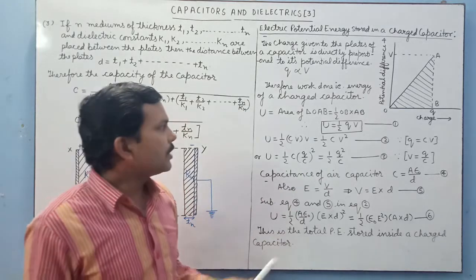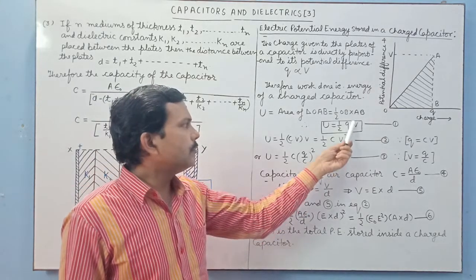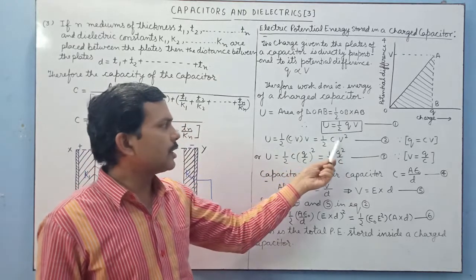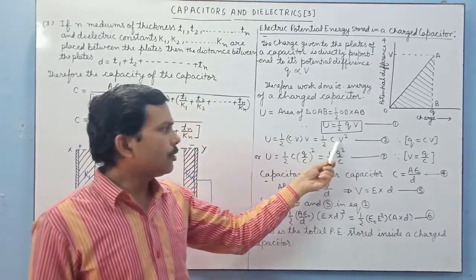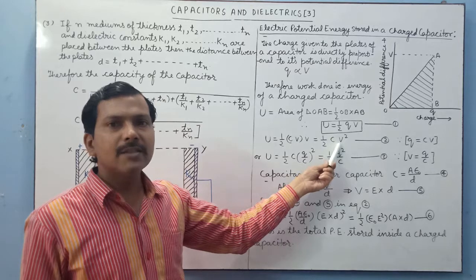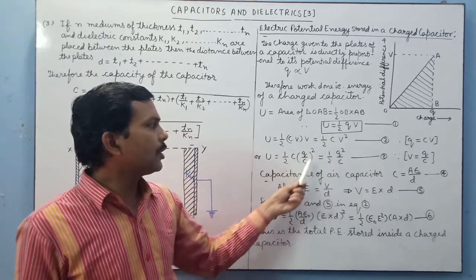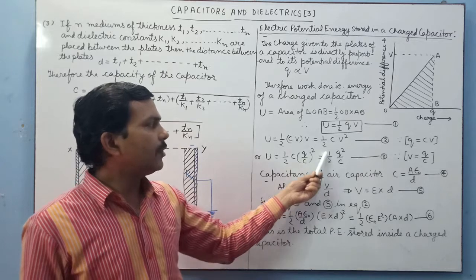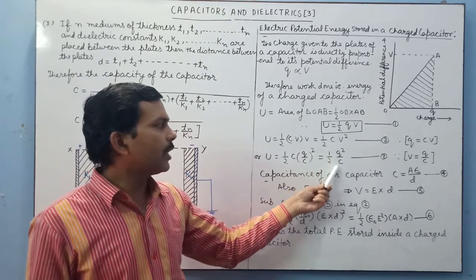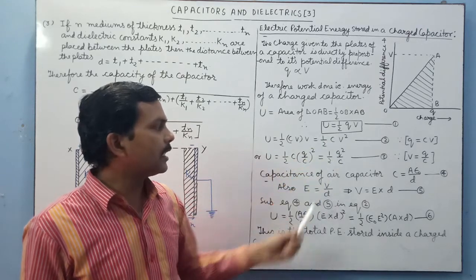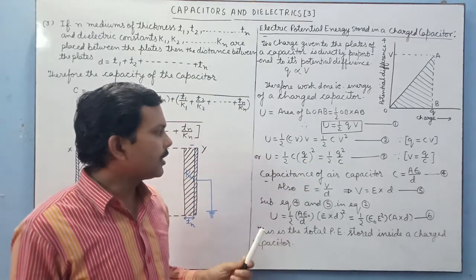Now as we know Q is equal to CV, we will substitute CV in place of Q. So we get half CV square. Also we know that V is equal to Q by C. So in place of V, we substitute Q by C and we get half Q square by C. So here are three equations of potential energy of this charged capacitor.